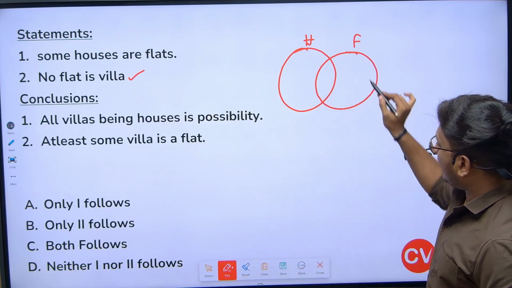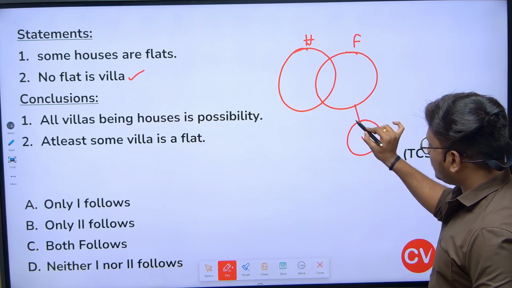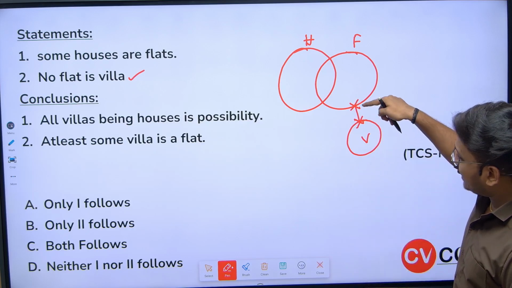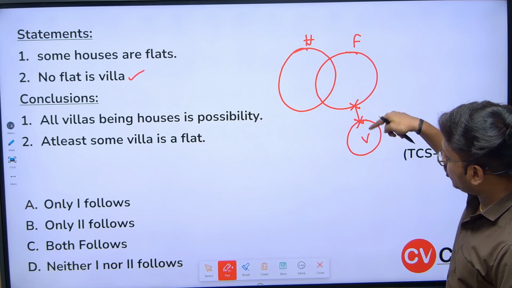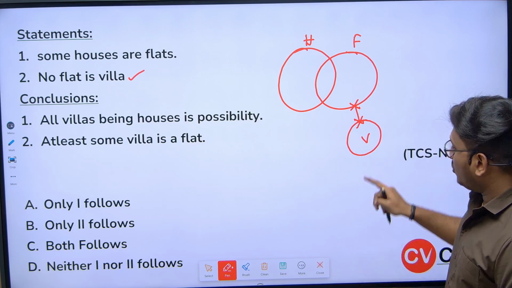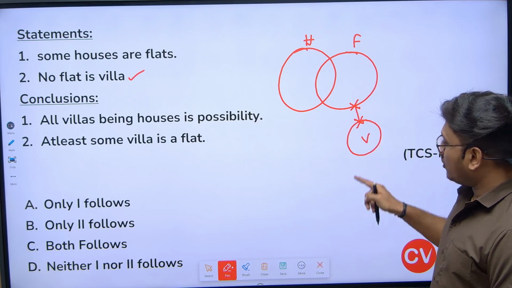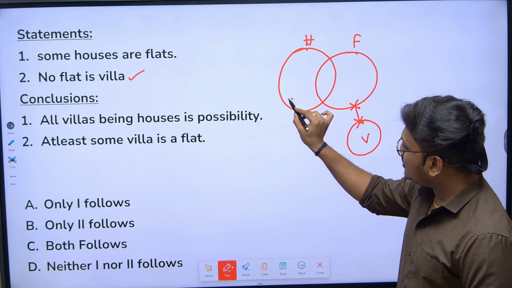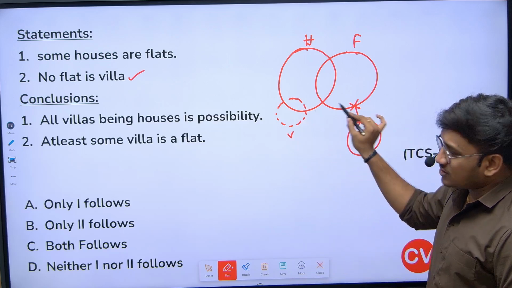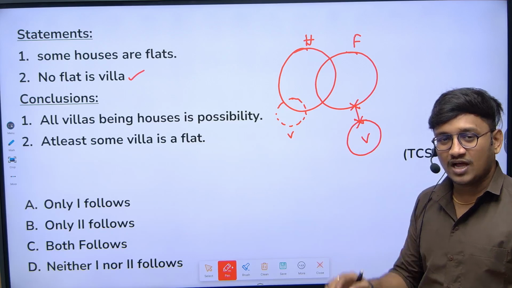Let's say flat is here. I can draw the villa circle here, but to avoid confusion, draw a line like this. What this line indicates is that the flat and villa circles should not touch each other. So this villa circle should not touch flat. But can I draw this villa circle so that it touches houses? The villa circle should not touch flat, that's the condition given, but this villa circle can touch houses, right? So that is a possibility.